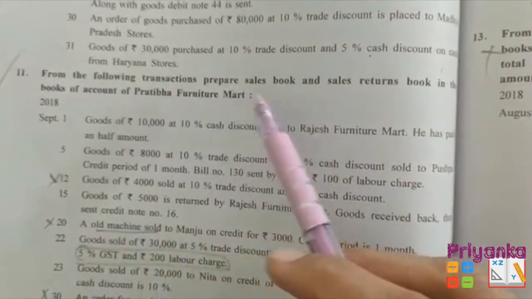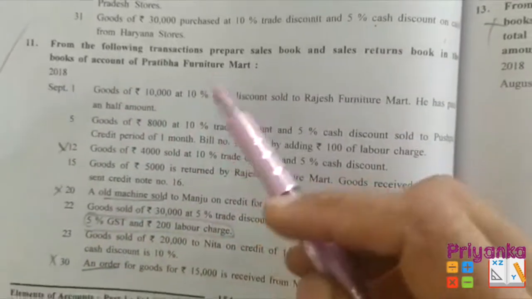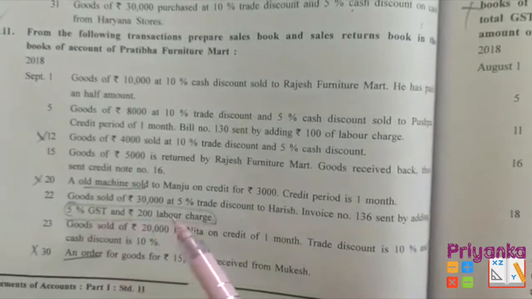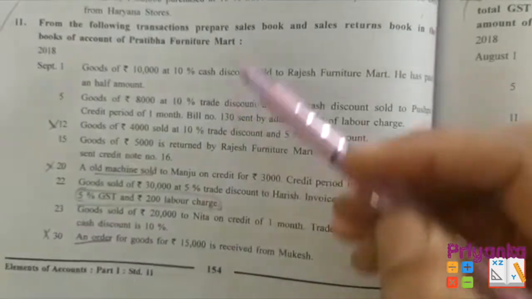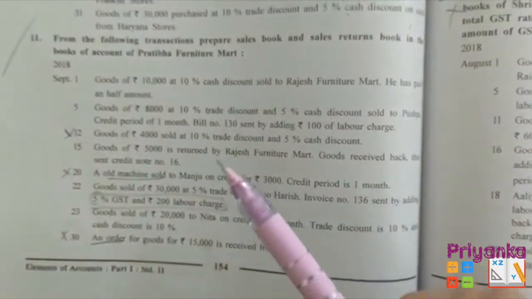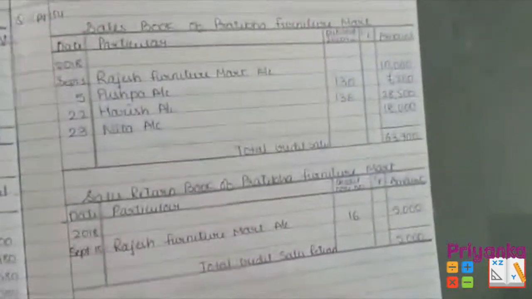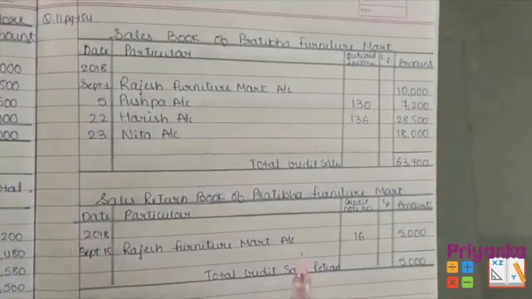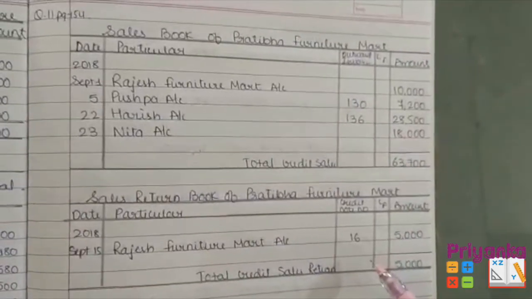Next similar question is 11th one. From the following transaction, prepare sales book and sales return book in the books of Pratibha Furniture Mart. These are the transactions. Here also in the 22nd transaction, the GST and the labor charges will come, which are not to be calculated and not to be recorded. Now these all are going to come in your homework within your page number 154. The snapshot of this I will give you, but this you have to take just for the solution. After solving, to check your answer, I am going to give you an image of this and it is going to come in your homework.